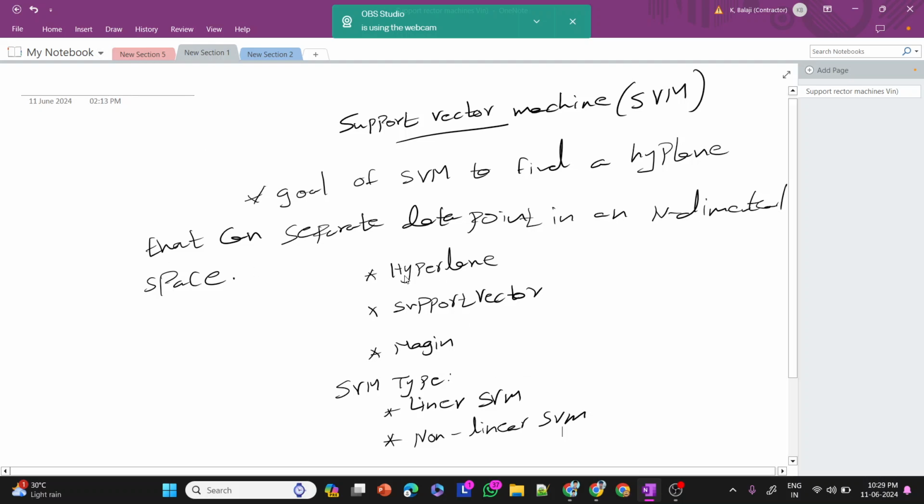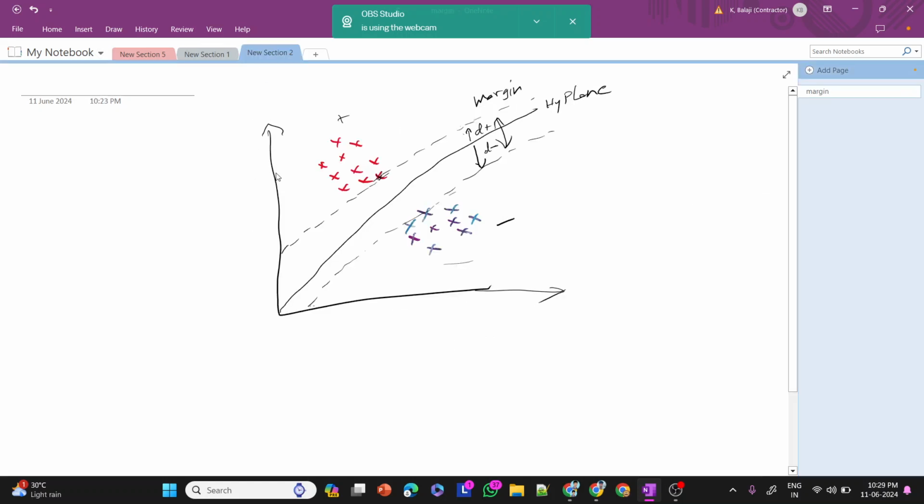Okay, we already saw what a hyperplane is. A hyperplane is a decision boundary line that separates each group in a data set in an n-dimensional vector space. And what is a support vector? The points which are near to the hyperplane in each group are called support vectors.